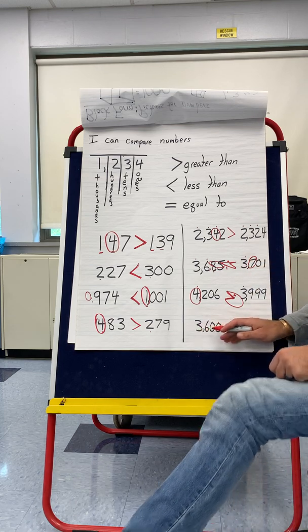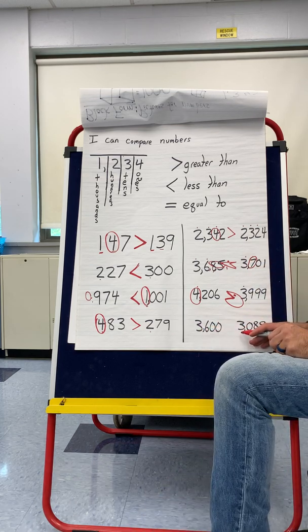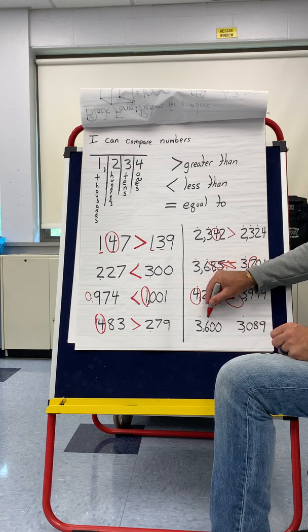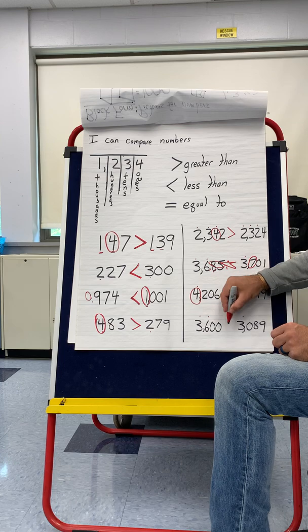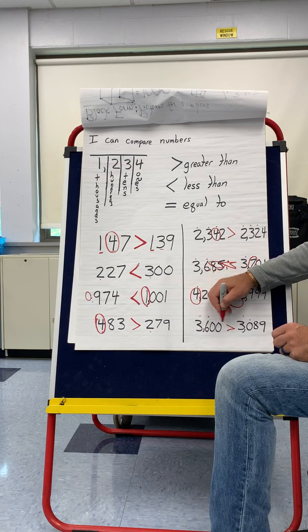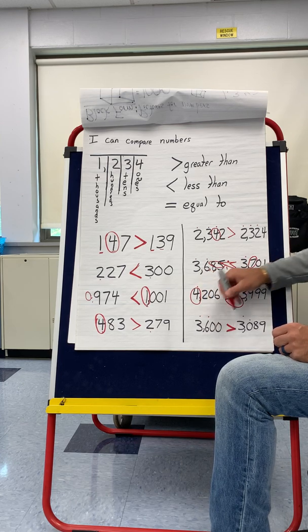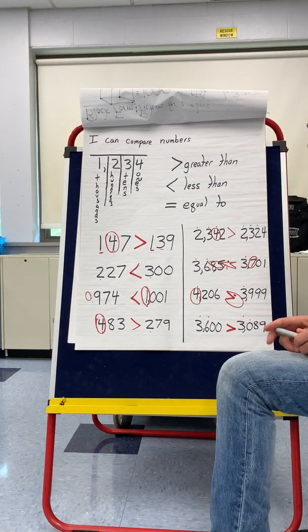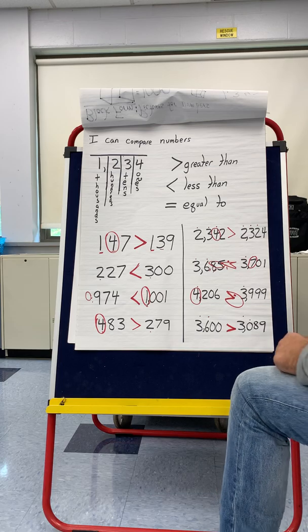Okay, so I have 3,600, 3,089, so 3,000, 3,600, 0, game over. 3,600 is greater than 3,089. All right, that is what we call comparing numbers.